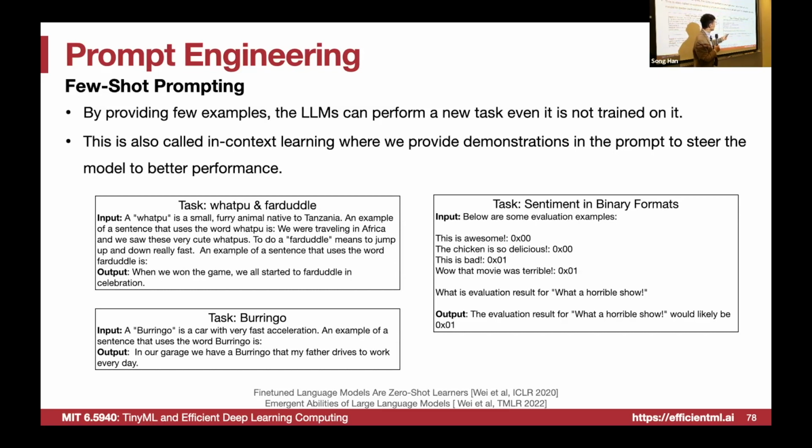And it's going to say the evaluation result for what a horrible show would likely be 1, following our prompt examples. And so this is an example of few-shot learning and in-context learning. Give it some context, and then it's going to learn new concepts that it hasn't seen before. Even this sentence may not have appeared in the training dataset.